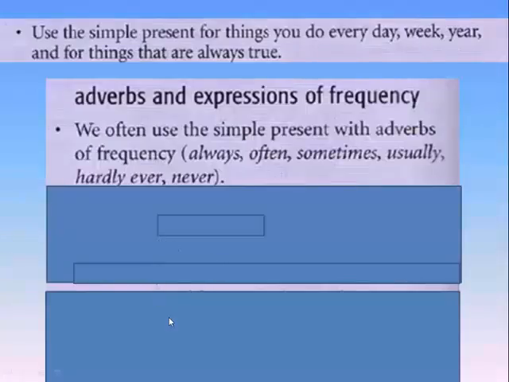When do we need this simple present? We need simple present when we talk about things we do every day, every week, every year, or things that are always true. When we talk about every day, every week, every year, we usually talk about frequency. So many times when we use the simple present, we need adverbs and expressions of frequency. Last year, we studied adverbs like always, often, sometimes, usually, hardly ever, and never.